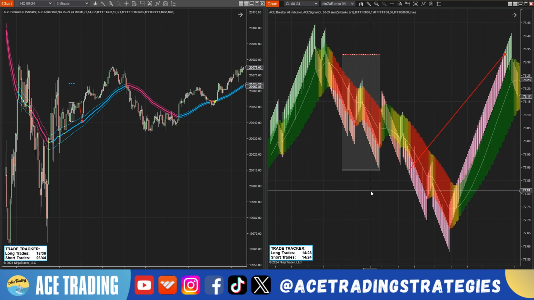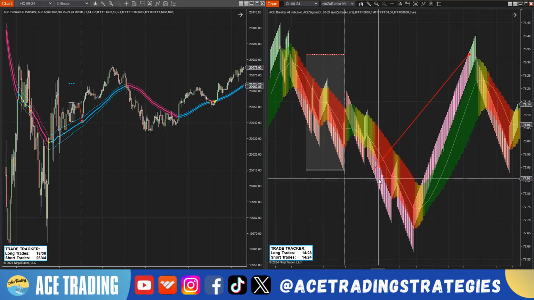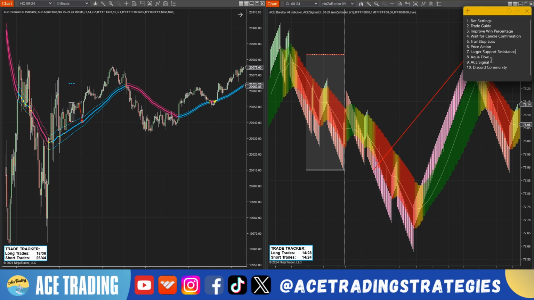Okay, it obviously definitely improves. With 3 to 5, I could even trail this nice and tightly. Came all the way down here, started to turn green. I probably could have got out break even, or I could have taken my profit all the way down here. Okay, plenty of ways to improve. I hope that does answer a lot of your questions about this indicator.